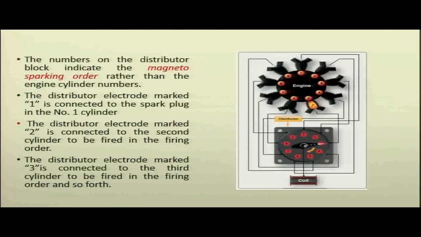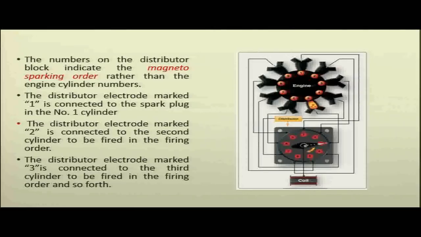In that case, the second electrode on the distributor block will be connected to cylinder number 4, not cylinder number 2. And the distributor electrode marked 3 is connected to the third cylinder to be fired in the firing order and so forth. So on the distributor block, you have the markings, the numberings as per the magneto sparking order.